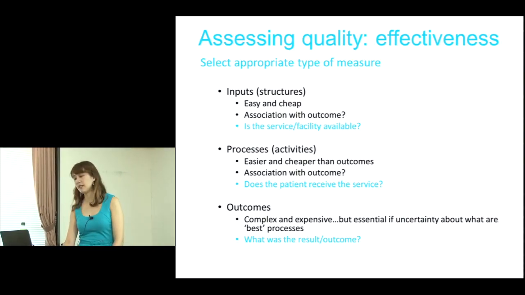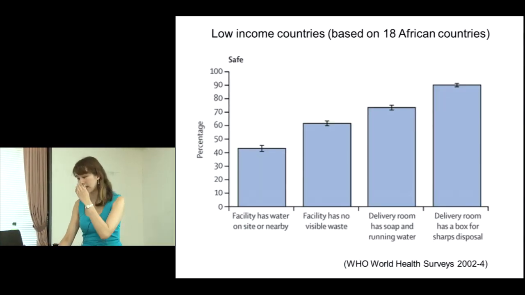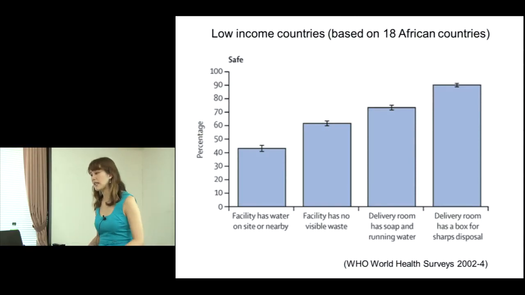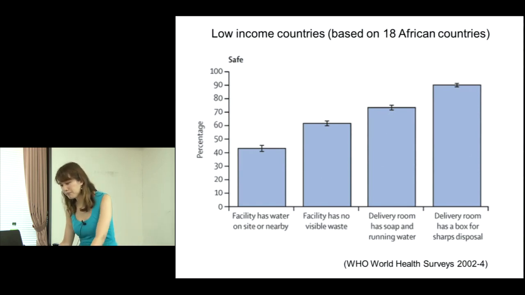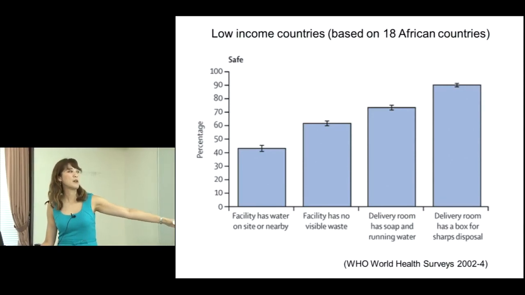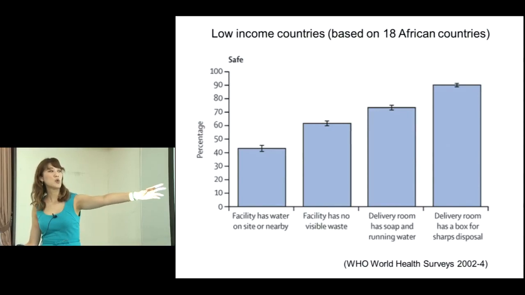So what is the result? Is outcomes. So let's look at some examples of how a study, this is WHO World Health Surveys, on effectiveness. So they have used inputs to understand how safe the service is. They're measuring quality of a facility in 18 African countries. So the bottom line, facility has water on the site nearby. Facility has no visible waste. Delivery room has soap and running water. Delivery room has a box for sharps disposable. So essentially, this is inputs.